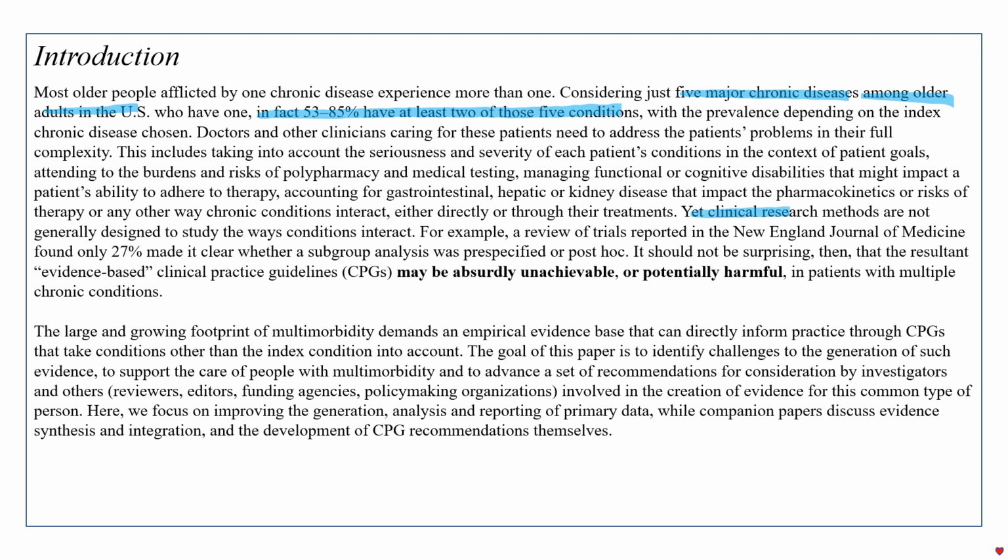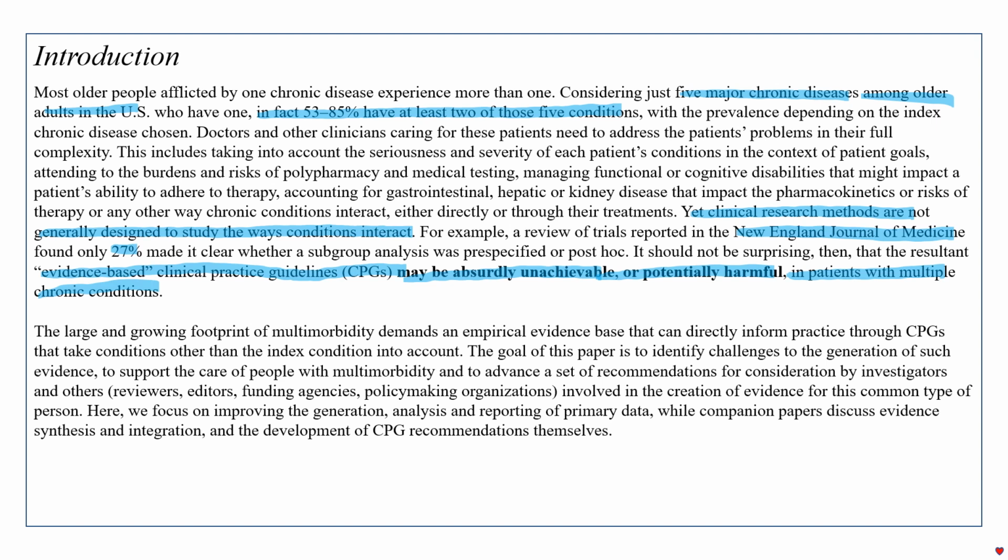Yet, clinical research methods are not generally designed to study the ways conditions interact. For example, a review of trials reported in the New England Journal of Medicine found only 27% made it clear whether a subgroup analysis was pre-specified or post hoc. It should not be surprising, then, that the resultant evidence-based clinical practice guidelines may be absurdly unachievable or potentially harmful in patients with multiple chronic conditions.